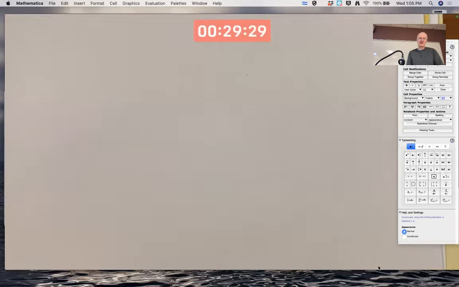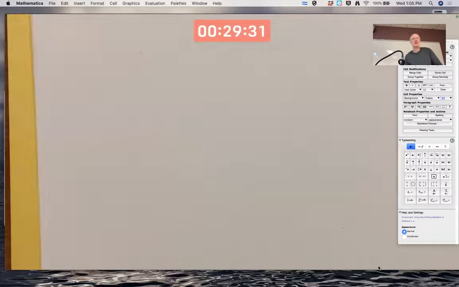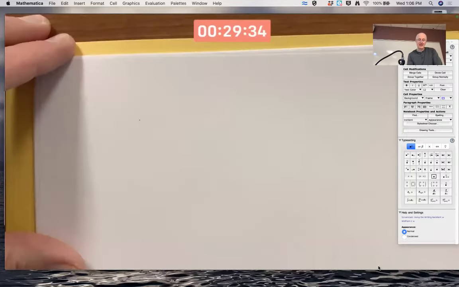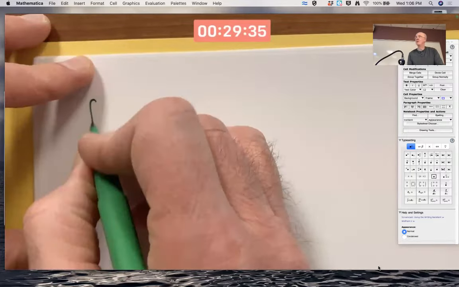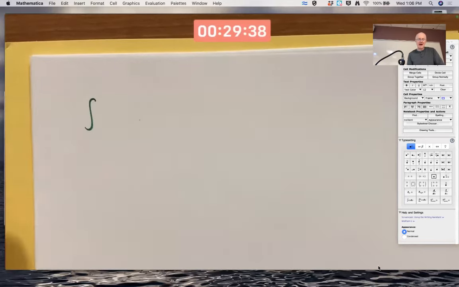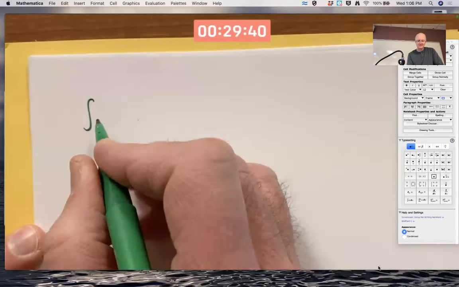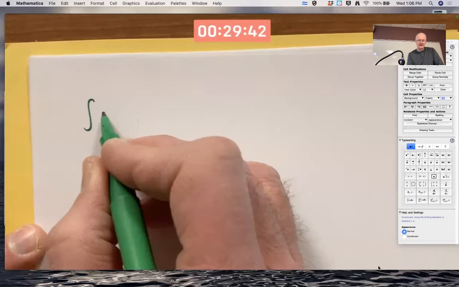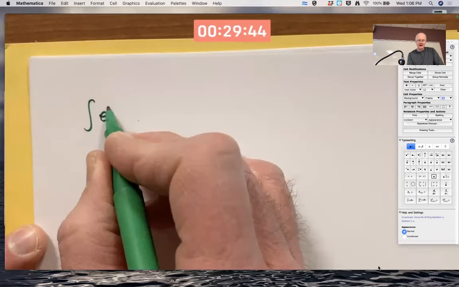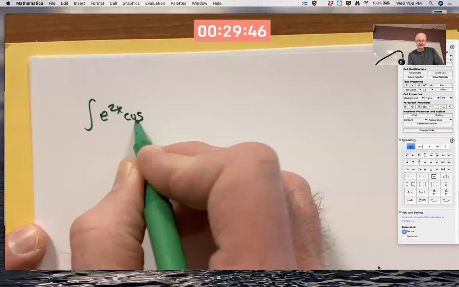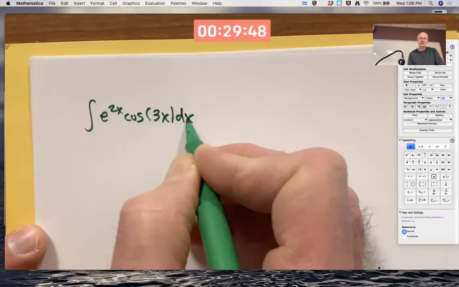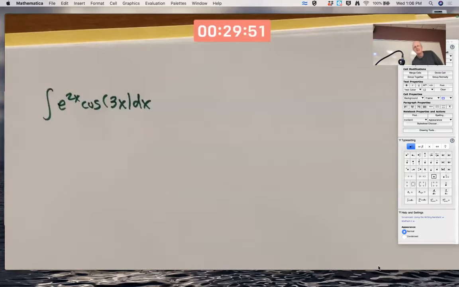Yet another problem. You could do infinitely many integration by parts problems. Not that I will require that. Integrate, how about, let's make it a little tricky. E to the 2x times cosine of 3x. This one's pretty tricky.